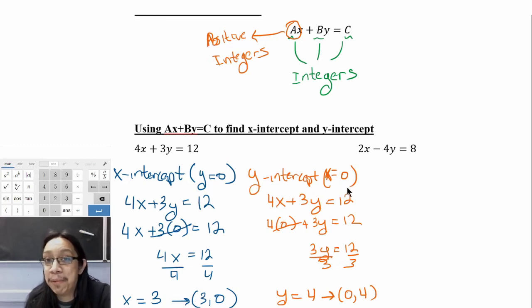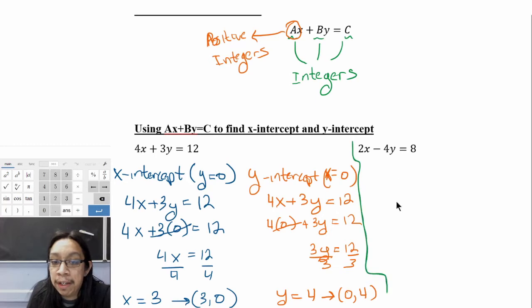Let's do one more example just to go ahead and bring it home. So let's look for the x-intercept first of this equation here. 2x minus 4y is equal to 8. Okay, let's look for the x-intercept first. Well, if I want to look for the x-intercept, I have to make sure that I plug in a 0 wherever I see a y in my equation. So that means that this is going to be 2x minus 4y is equal to 8. I'm going to plug in a 0 in place of the y.